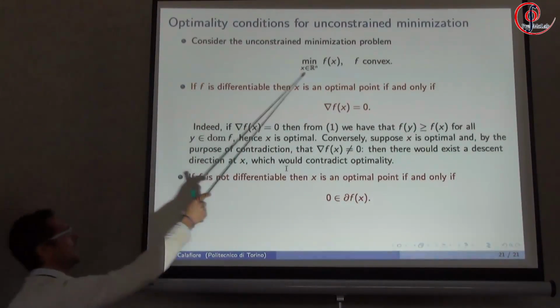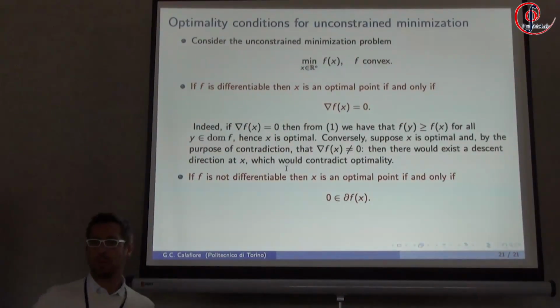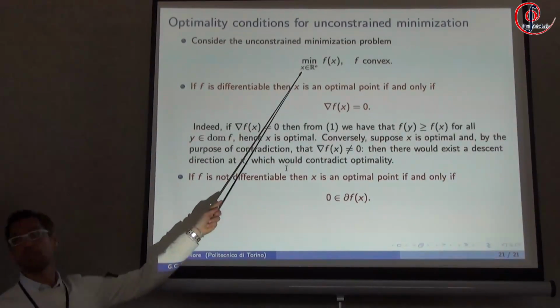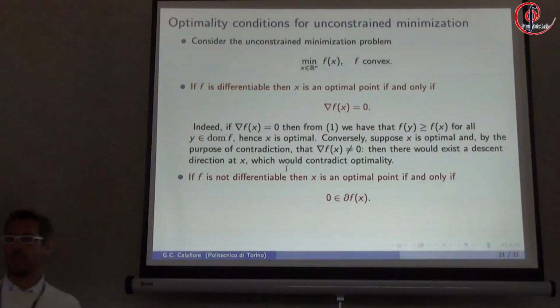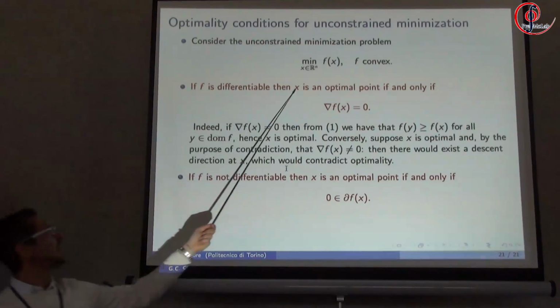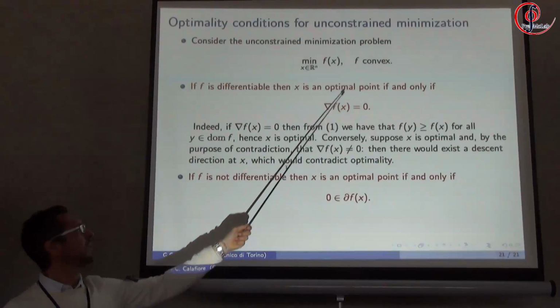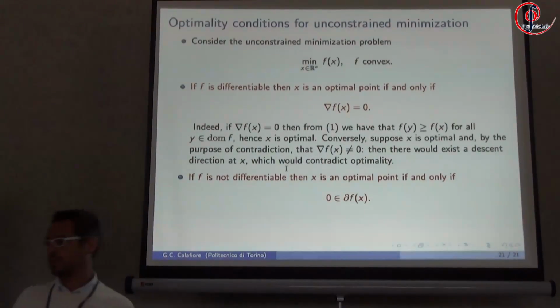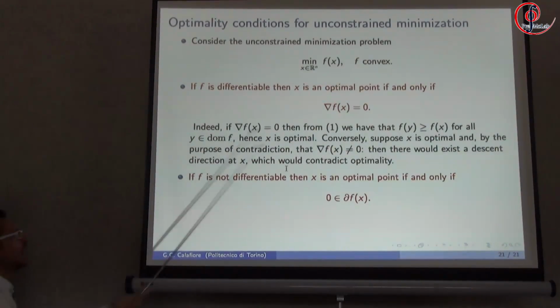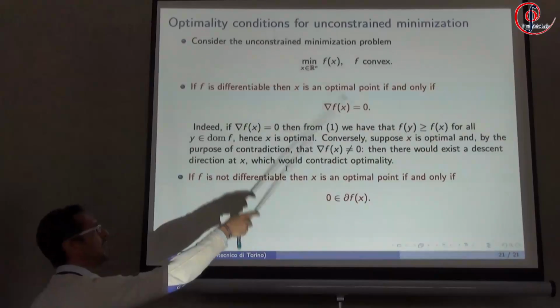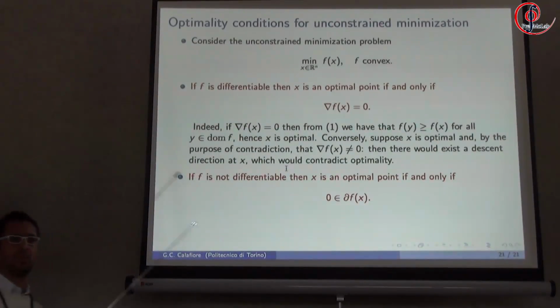So if we have a minimization problem where we want to minimize a convex function f unconstrained, so x can range over the whole space, then if f is differentiable, the point is optimal if and only if the gradient is zero. This is something we maybe learn in high school, probably, right? So the condition that the gradient is zero is necessary and sufficient for optimality of a point.